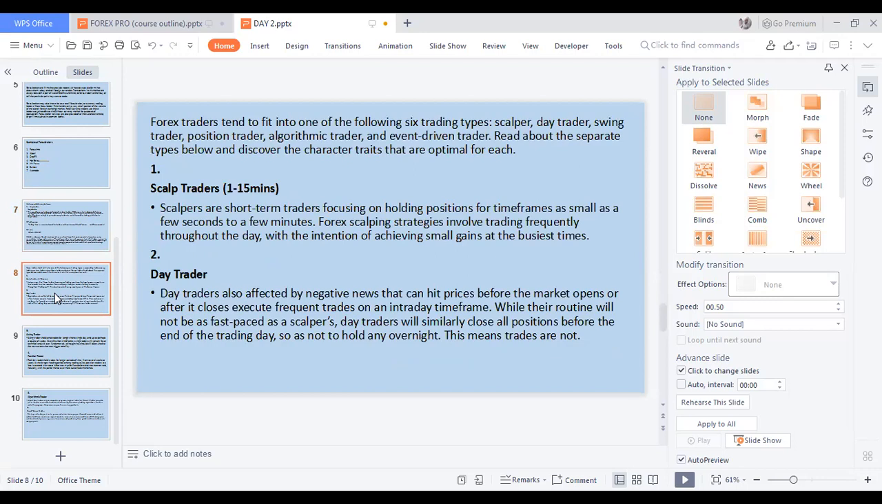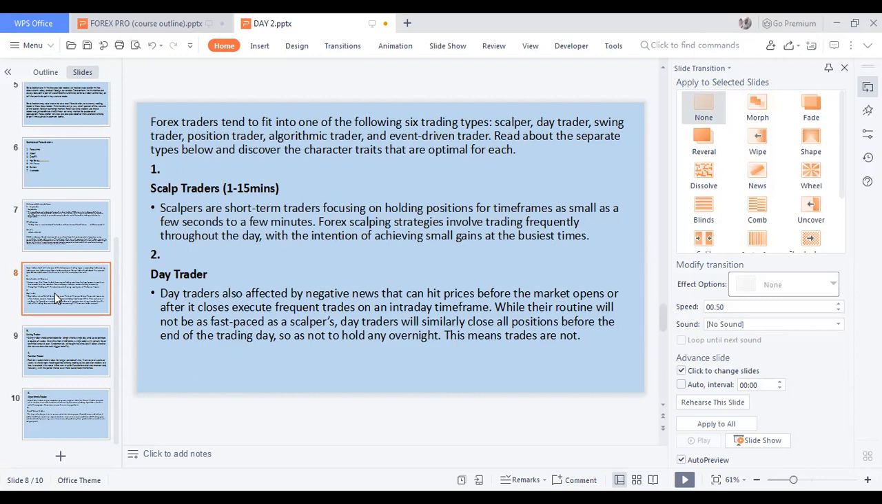Traders. Let's talk about six types of traders. We have scalp traders, day traders, algorithmic traders, swing traders. Let me start with scalp traders. A scalp trader is a short-term trader. Scalpers are short-term traders focusing on holding positions for time frames as small as a few seconds to a few minutes.